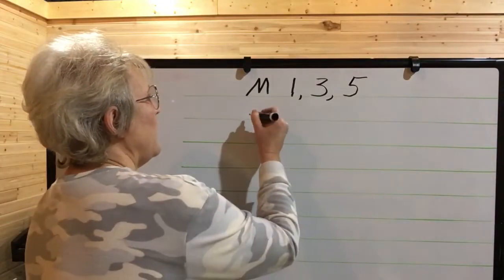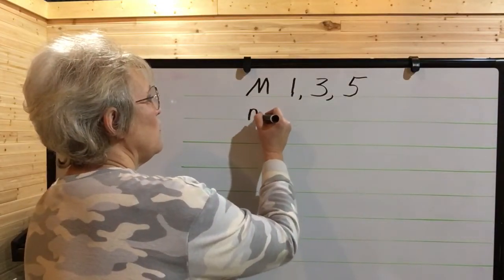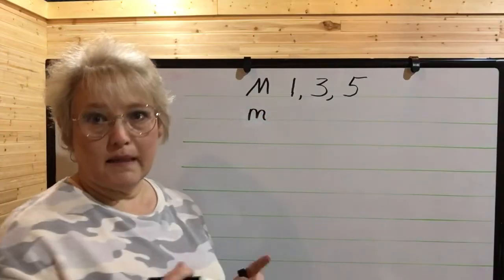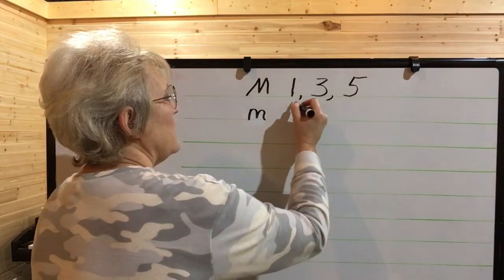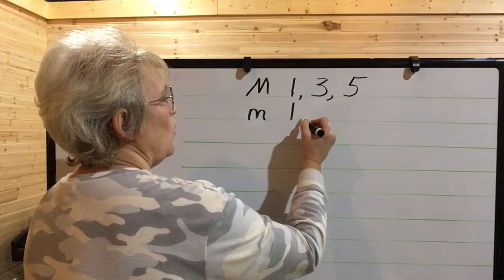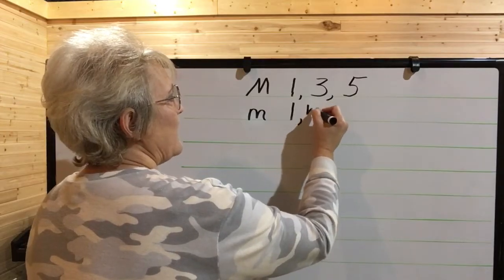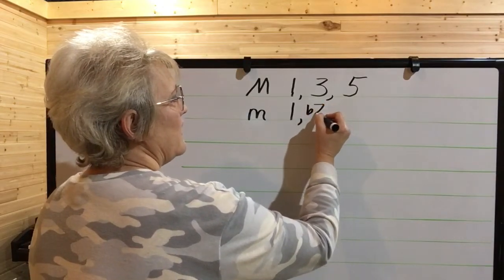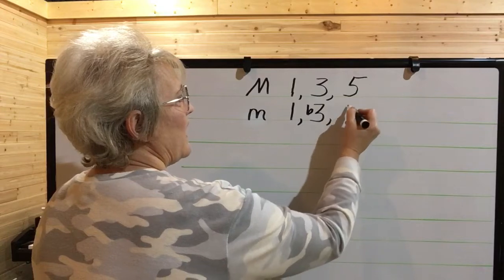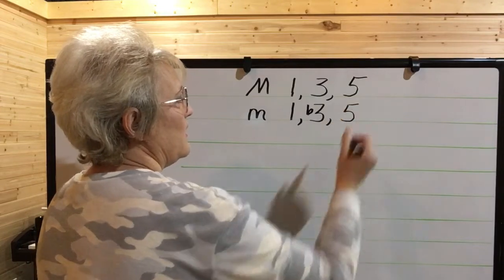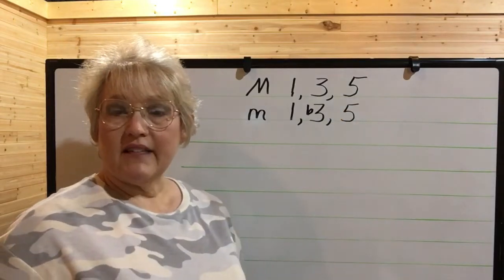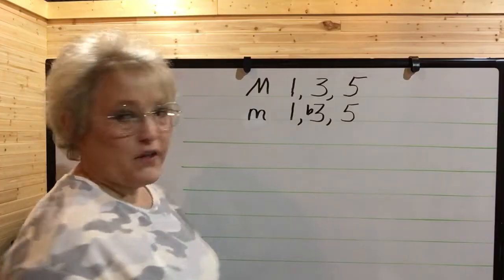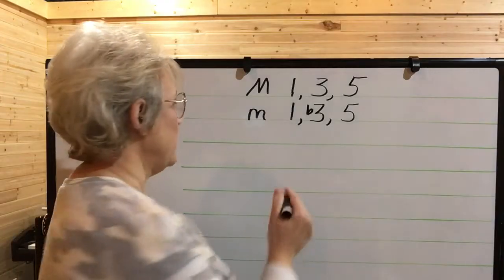Now let's do a minor. We indicate minor with a lowercase m. And so the minor is similar to the major, it's 1, but we flat the 3 and we add the 5. So in the key of C, that's C, E flat, and G. Okay, so let's do a diminished.